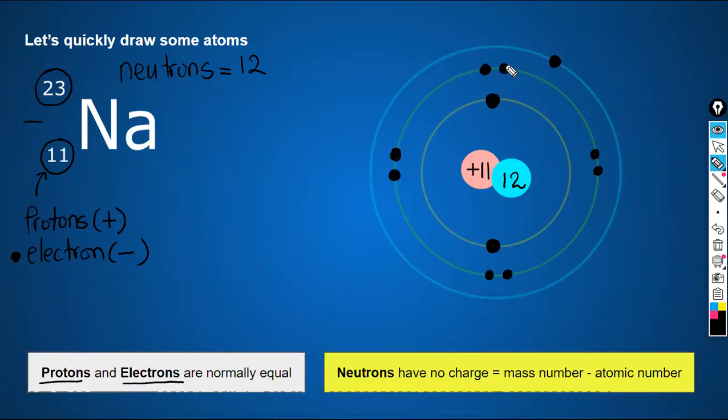Tell me something. Is this atom neutral? Is the overall charge 0? Is this a neutral atom?